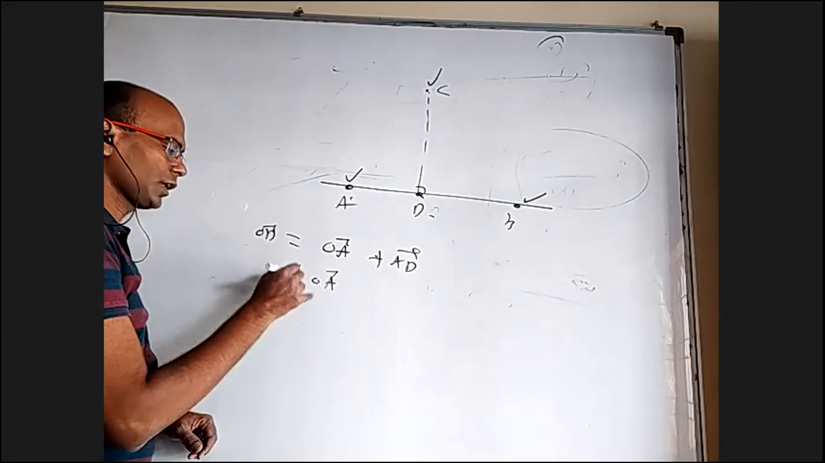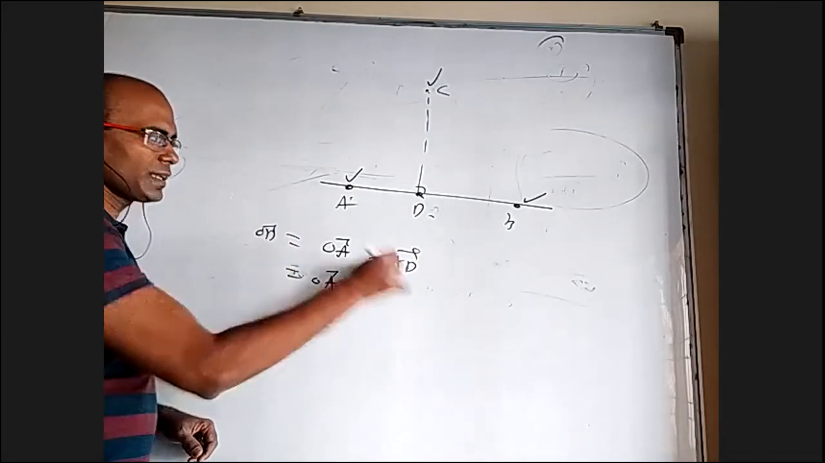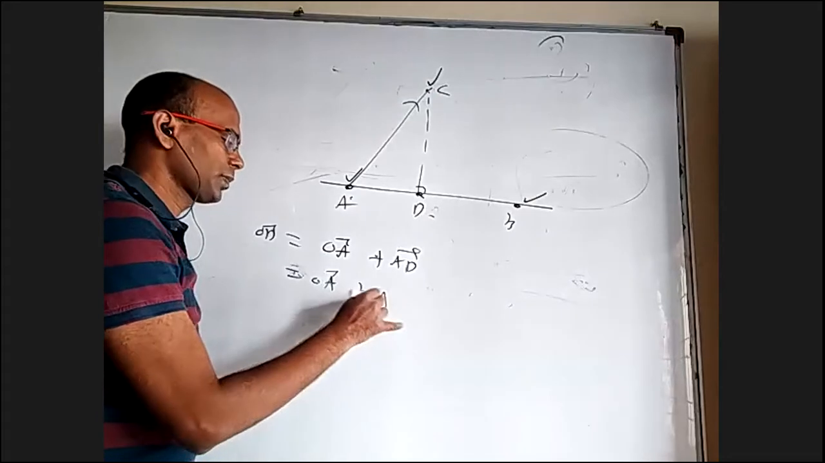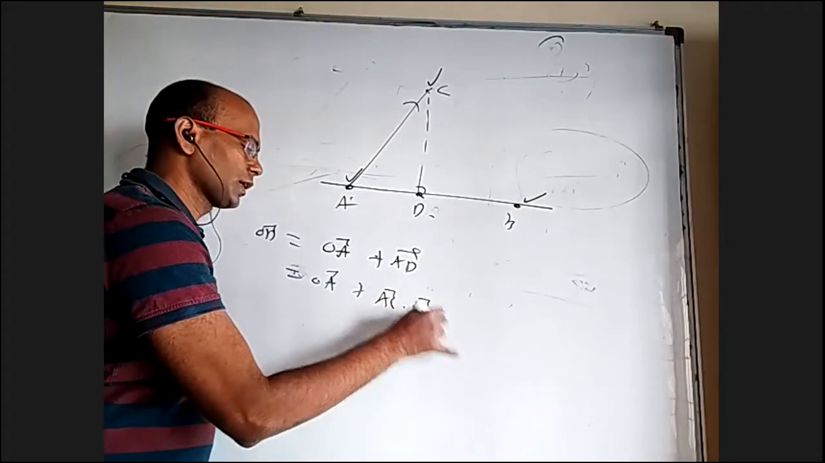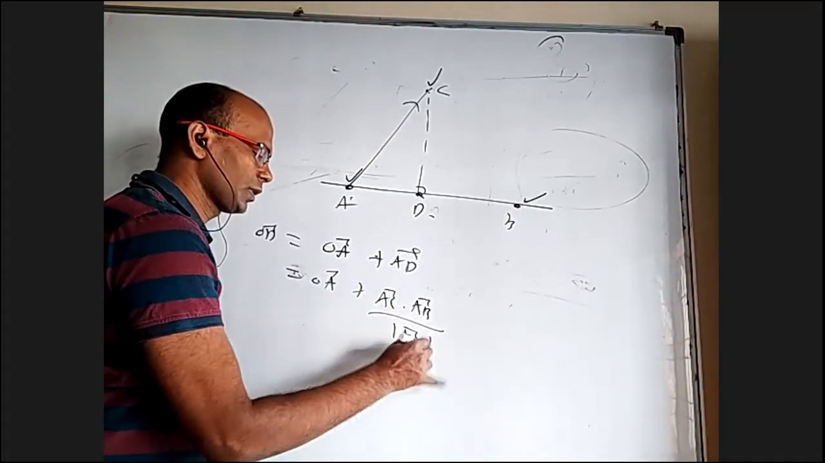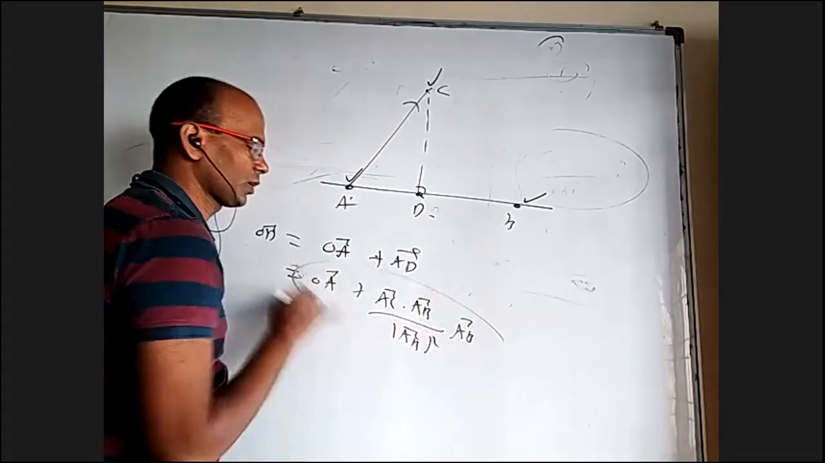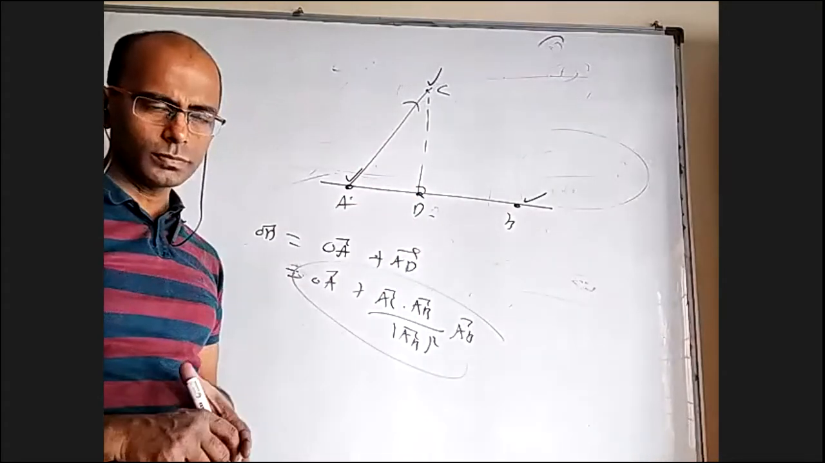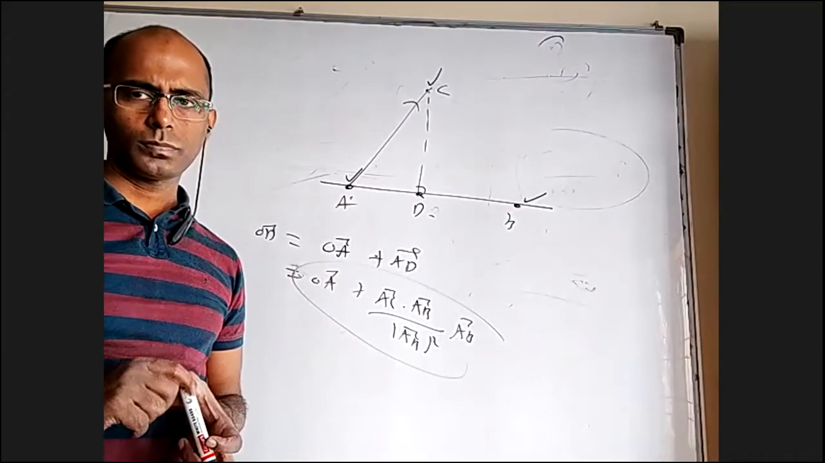OA bar is okay. What is AD bar? Projection of AC along AB. So it will be AC dot AB by mod AB bar square into AB bar. Directly you'll get the position vector of D. Is it okay? Yes, sir.